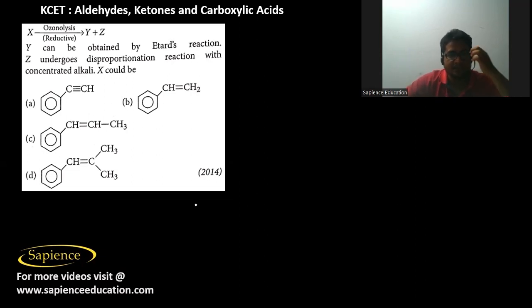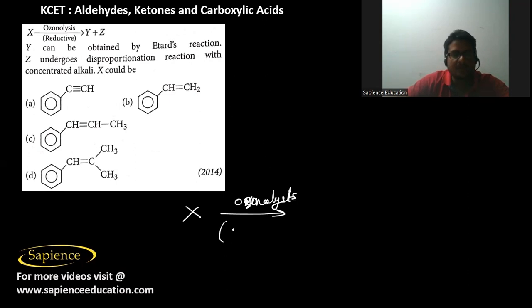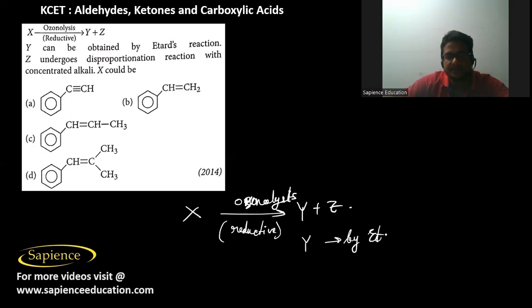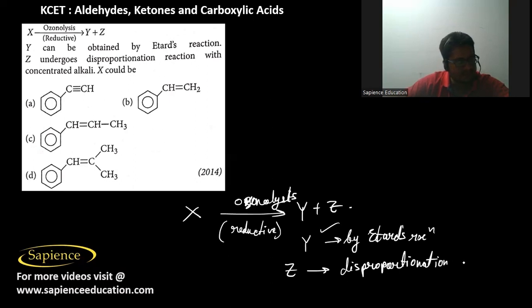So here it is told that the compound X on reductive ozonolysis gives the compounds Y and Z, and Y can also be obtained by Etard's reaction, and Z undergoes disproportionation reaction with concentrated alkali. Then we have to find the compound X.